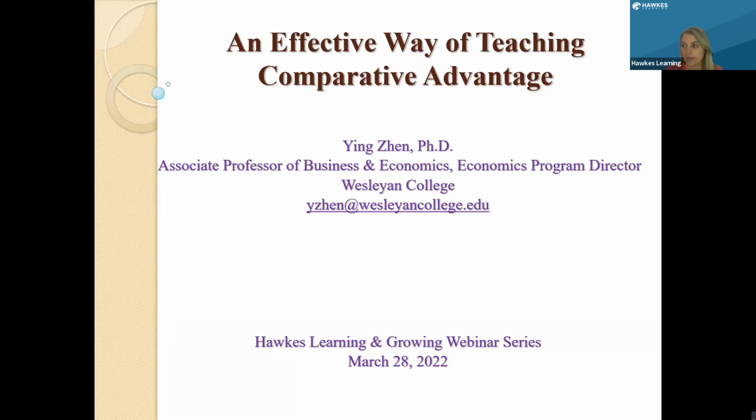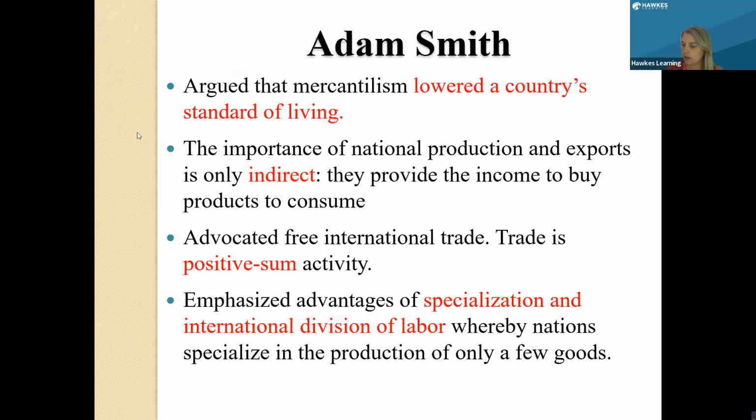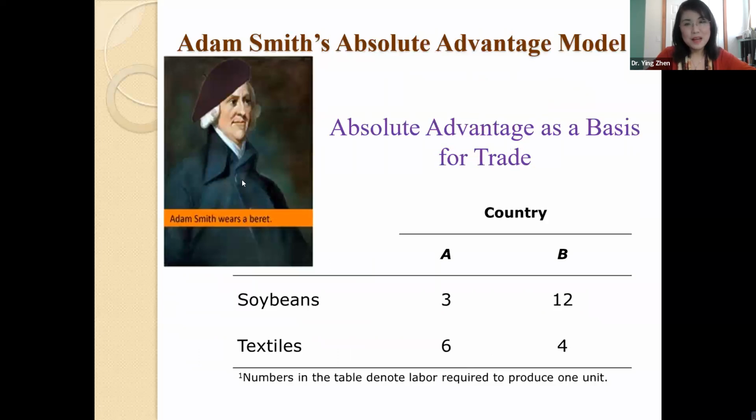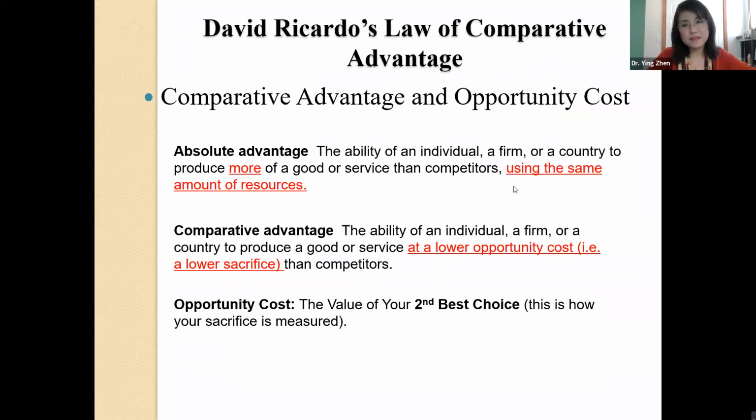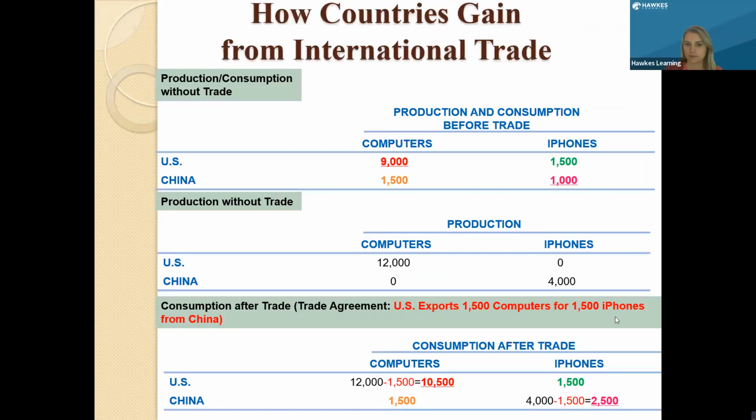We did have one question come in from Carol that asked, what ratio were you referring to that needs to fall between the opportunity costs? Thank you, Carol. That's a good question. So the ratio is the terms of trade. For example, here, Hubbard and O'Brien just directly provided this trade agreement: 1,500 computers for 1,500 iPhones. So the ratio is the terms of trade.